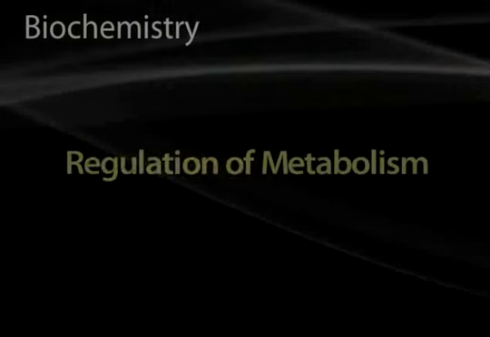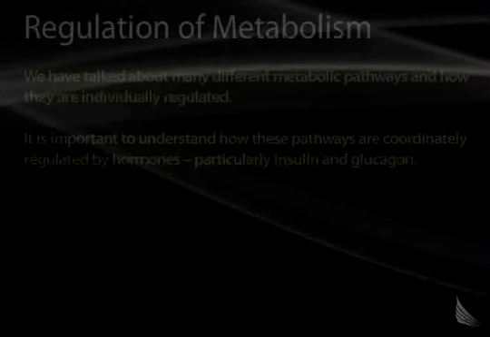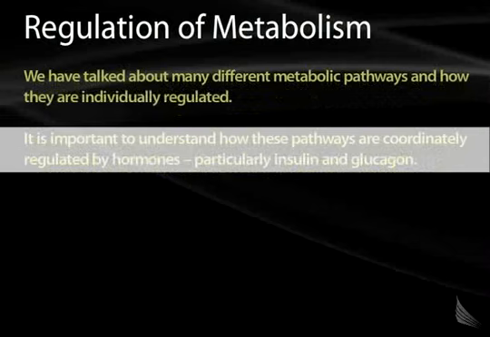In this last section, we want to spend a little bit of time talking, again, about how metabolism is regulated. We've talked about a whole lot of different metabolic pathways, and we've talked about how they're individually regulated. But it's important to understand how these pathways interact with each other and how they're coordinately regulated by hormones, particularly by insulin and glucagon.